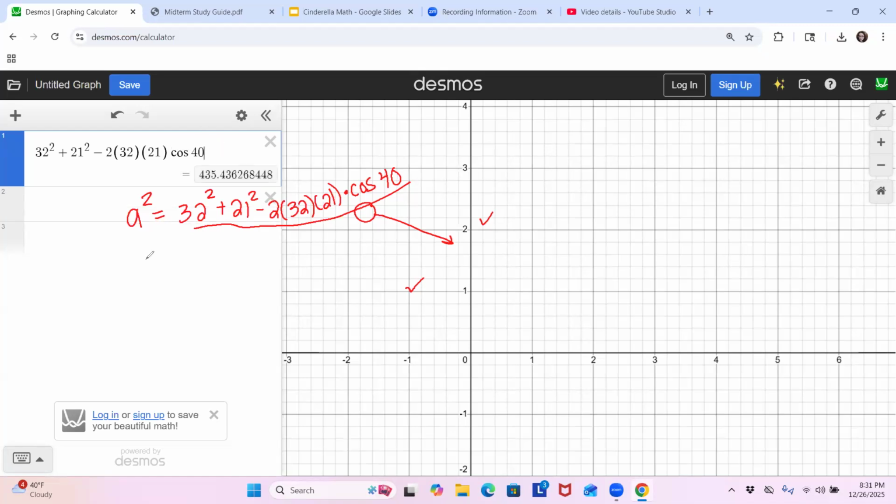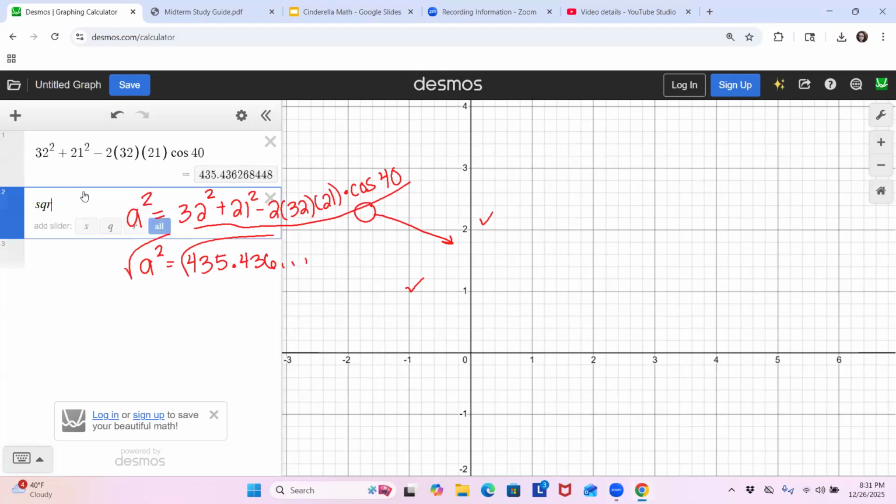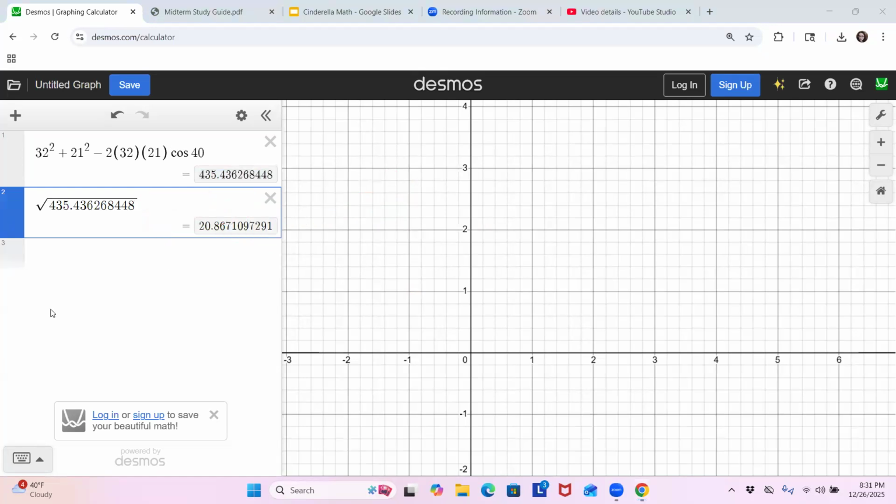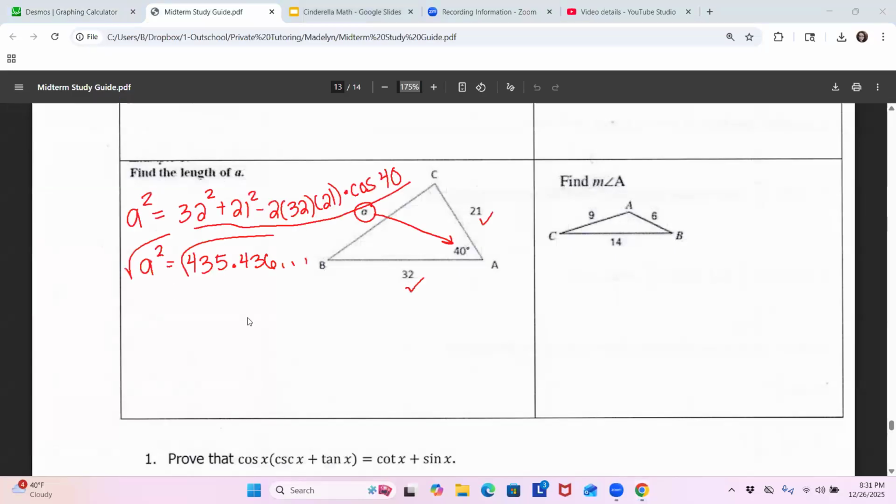So we have a squared equals 435.436, blah, blah, blah. Let's take the square root. So square root, and then I'm just going to copy and paste that. And 20.86, I'm going to go 20.9. So little a is approximately 20.9, and they didn't give units, so that's the best we can do.